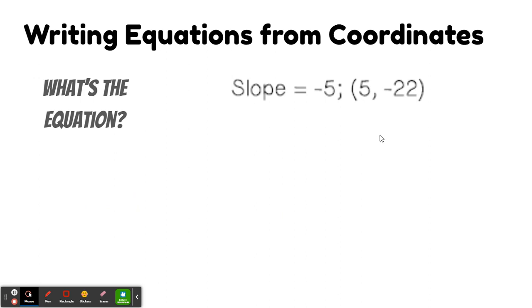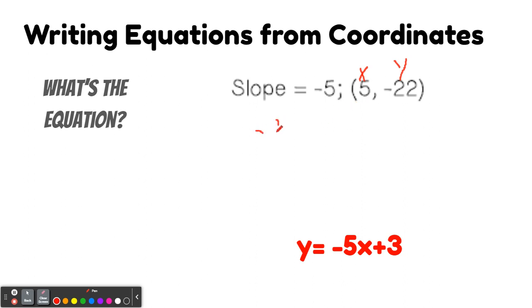Go ahead and try this one. Okay, for this one, you're going to go ahead and we got the equation of y equals negative 5x plus 3. So what I'm going to do is I first go through and this is my x coordinate, this is my y coordinate. So I am going to multiply my x coordinate by the slope. So I'm going to get negative 25.